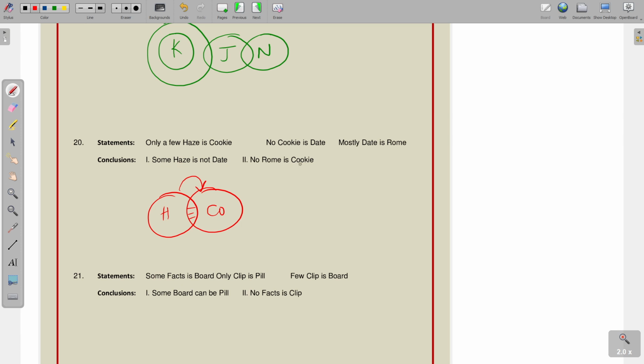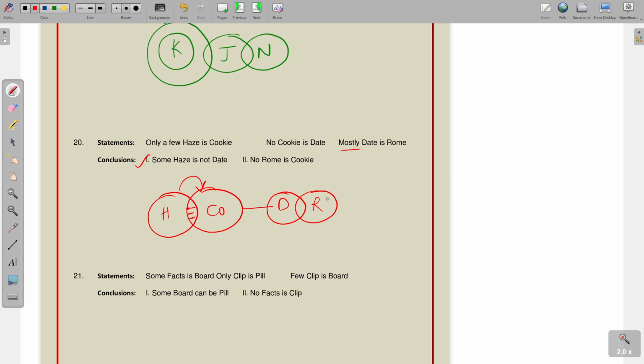And next, no cookie is date. No cookie is date, and mostly date is room. It means some date is room. Mostly is nothing but some. It is the statement. What are the conclusions? Conclusion 1: some haze is not date. So some haze is cookie and no cookie is date. Obviously conclusion 1 follows.